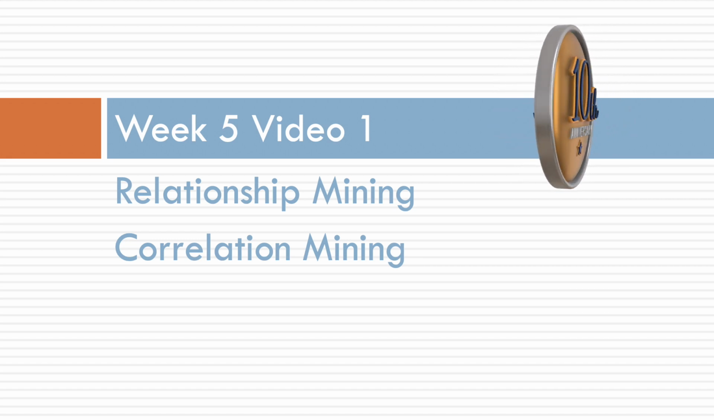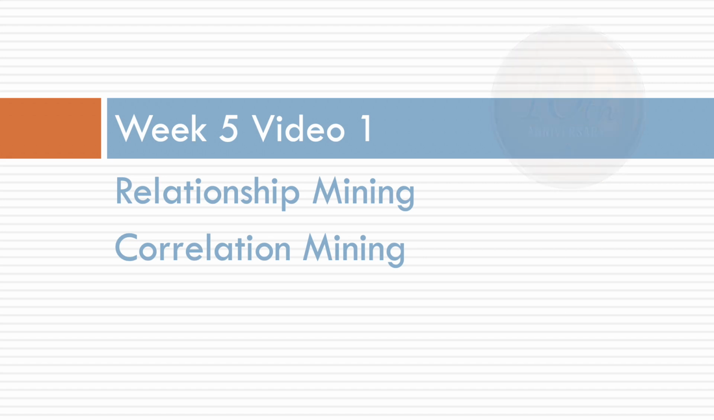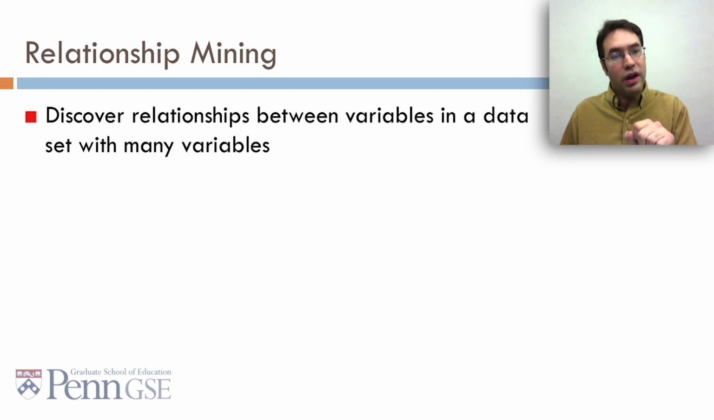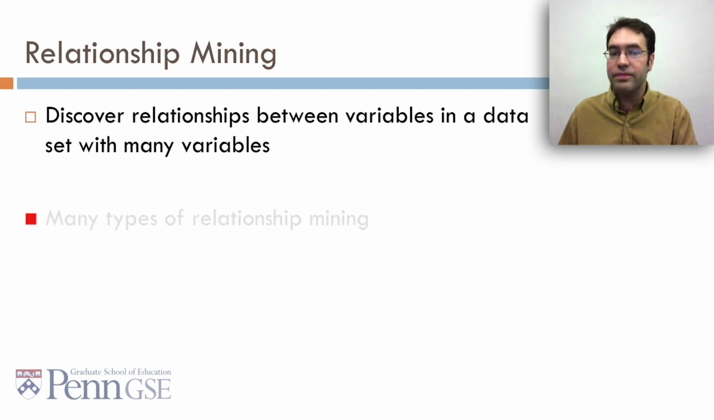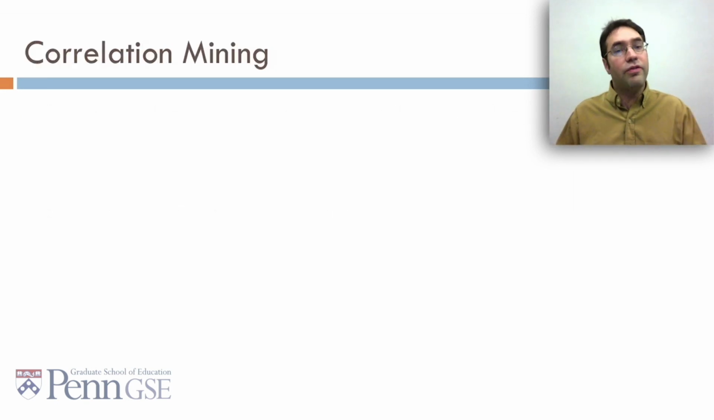You're half done. Today we're going to talk about relationship mining, and in specific, correlation mining. Relationship mining is where you try to discover relationships between variables in a data set with a whole lot of variables. And there's a lot of types of relationship mining. It's actually a really big and broad area. The first and the one we'll talk about today is correlation mining.